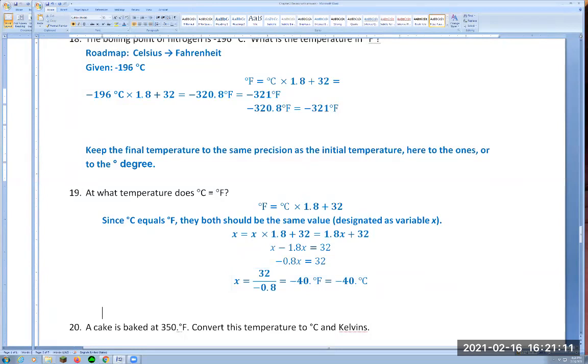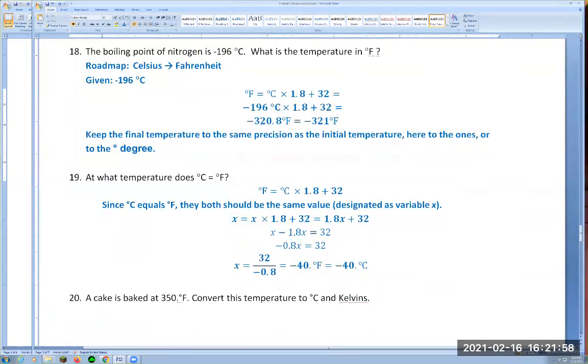So let's do the final problem on temperatures. A cake is baked at 350 degrees Fahrenheit. Convert this temperature to degrees Celsius and kelvins. So we need to change degrees Fahrenheit to degrees Celsius and then to kelvins.